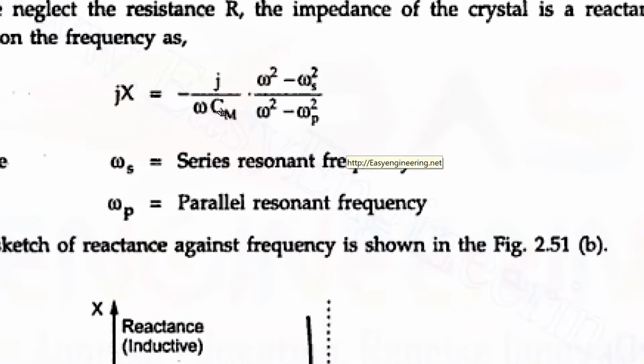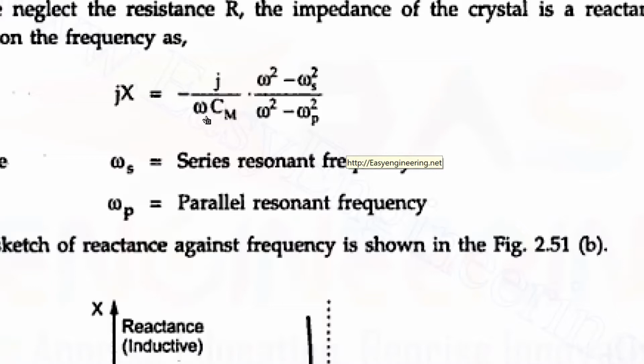Now we can come to this part, minus j by omega Cm. And omega tends to infinity, so the denominator is infinity, a very large value. Anything divided by a very large value, like 100 divided by 1 followed by many zeros, a very big value, will be nearly equal to 0. You can try it in a calculator. Okay, so what will happen?